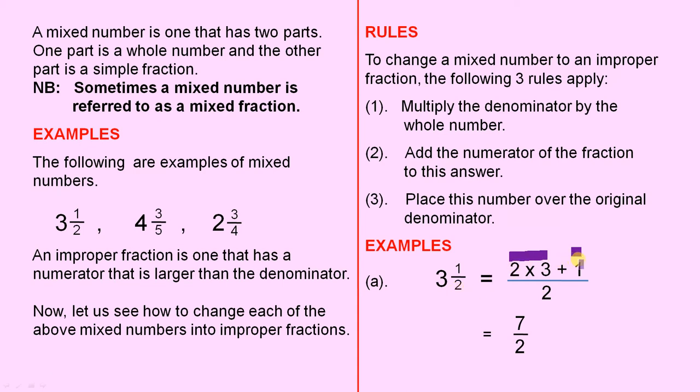So what's the top answer? Well, we know from our order of operations that we do multiplication first. 2 3s are 6, plus 1 is 7, 7 over 2. So there is our improper fraction. And note, the numerator is larger than the denominator.